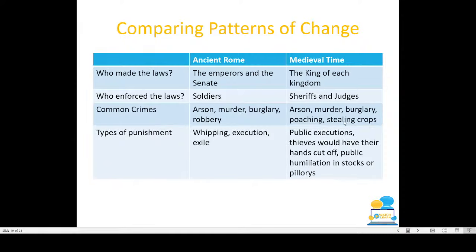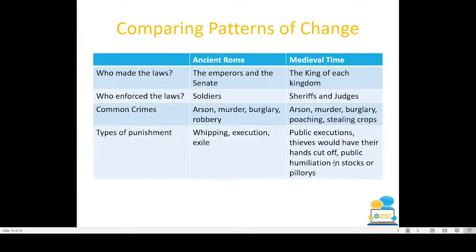So you can see how things have developed. There are more people, and there are many lords now with lots of land, so if you're seen to be stealing essentially from the lord, that's a new crime as well. And then if we look at types of punishments, there are actually quite similar ones. We have execution, the public execution, thieves would have their hands cut off, and then public humiliation in stocks or pillories.